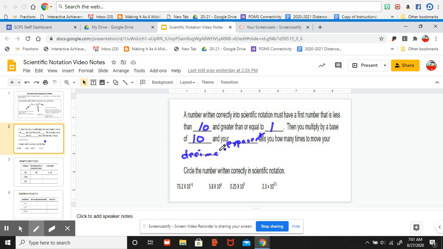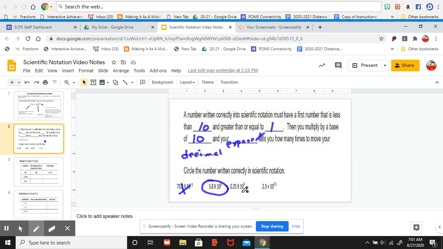So looking at these examples, 73 and 2/10 times 10 to the negative 2 power is not written properly because 73 and 2/10 is not between 1 and 10. It is definitely greater than 10. 5 and 8/10 times 10 to the third power is written correctly. 5 and 8/10 is definitely between 1 and 10, we have a base of 10 here, and we have the exponent of 3. So that is a good example.